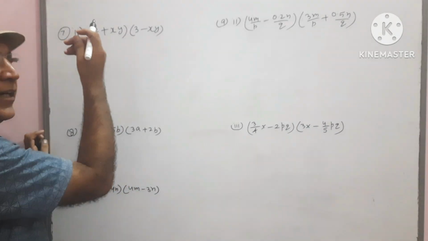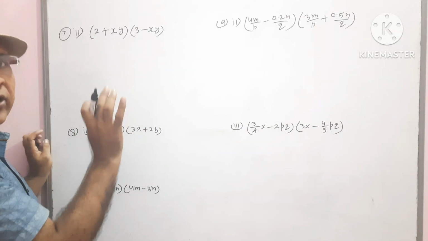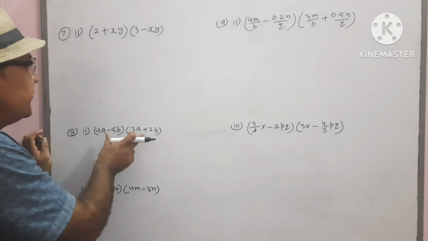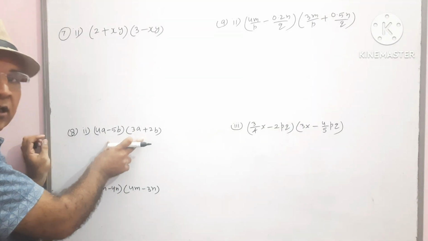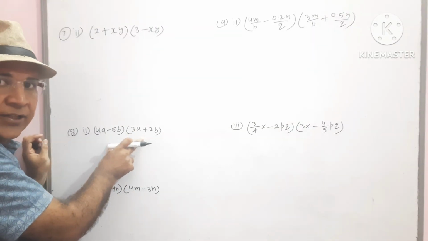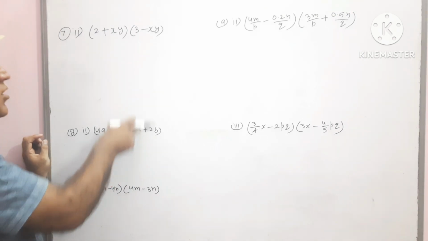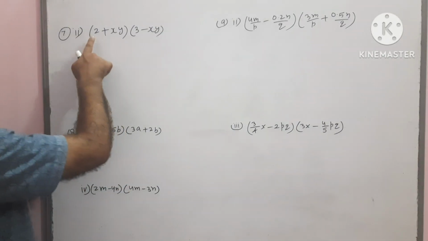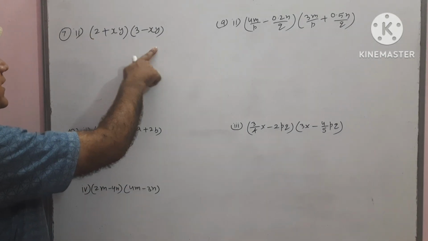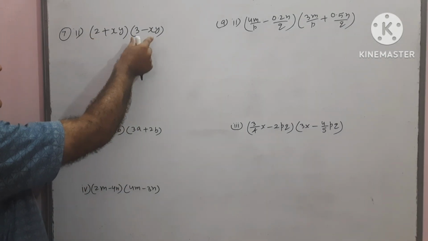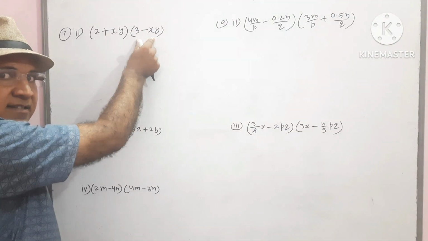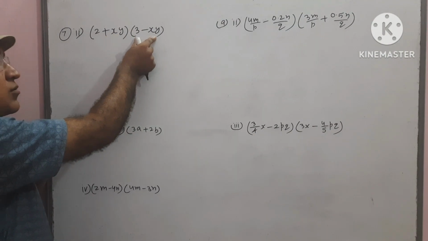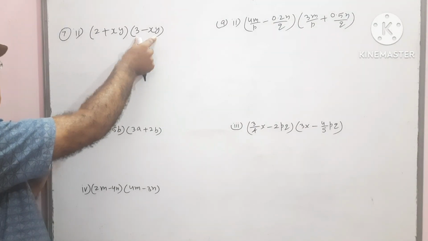Otherwise you can do it directly by multiplying without any identity. Yes, it is not necessary that if two brackets are multiplied then always we have to apply the identity. No, it's not necessary. So see this question without using identity. The simple multiplication method is: the first term is multiplied with both the terms of the second bracket, and the second term of the first bracket is also multiplied with both the terms of the second bracket.